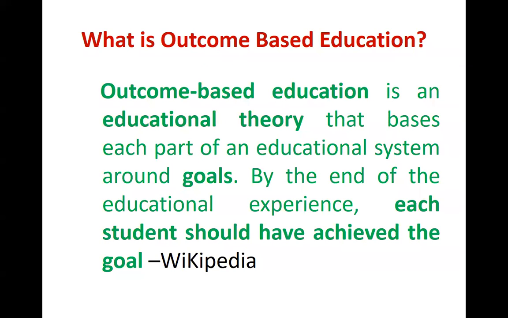I've taken the introduction from Wikipedia. In layman's terms, outcome-based education is an educational theory with a set goal. Once the student has passed through the program, he should have attained the goal. That is the aim of outcome-based education. In other words, you are imparting some sort of skills to the students. By the end of the program, the student would be proficient in that skill.